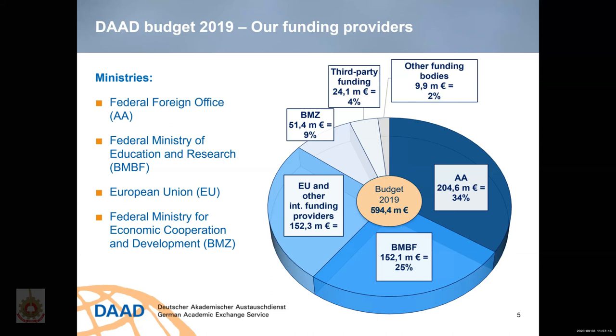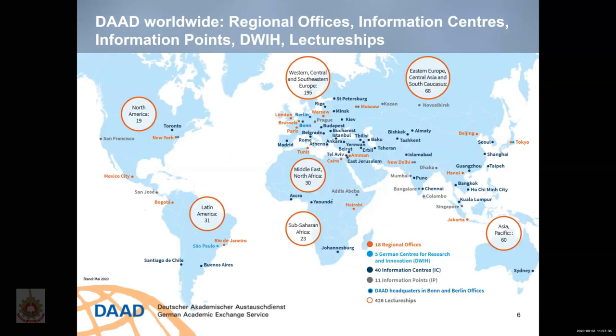They give DAD the money, which we transform into scholarships. And all in all, in the year 2019, we were able to spend 594 million euro for scholarships and grants. The DAD has been in existence since 1925, and in the course of time, we developed a global network, which is displayed here on this map.